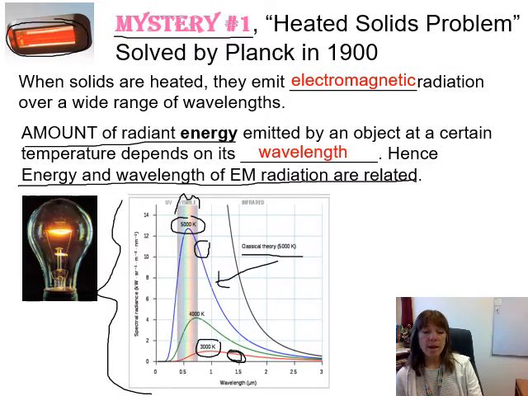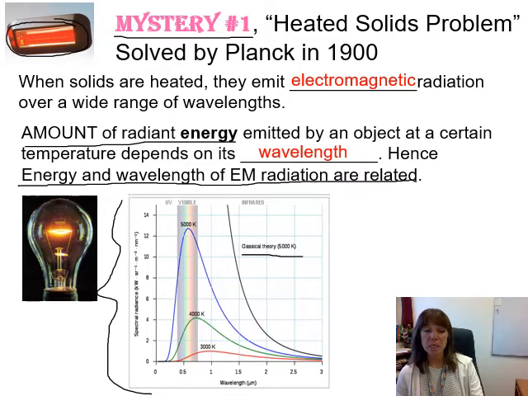If we look at this graph, on the x-axis, you can see wavelength. On the y-axis, you see what's called spectral radiance, but that's also another word for intensity. This is from Wikipedia, I think. But it's another word for intensity or energy.